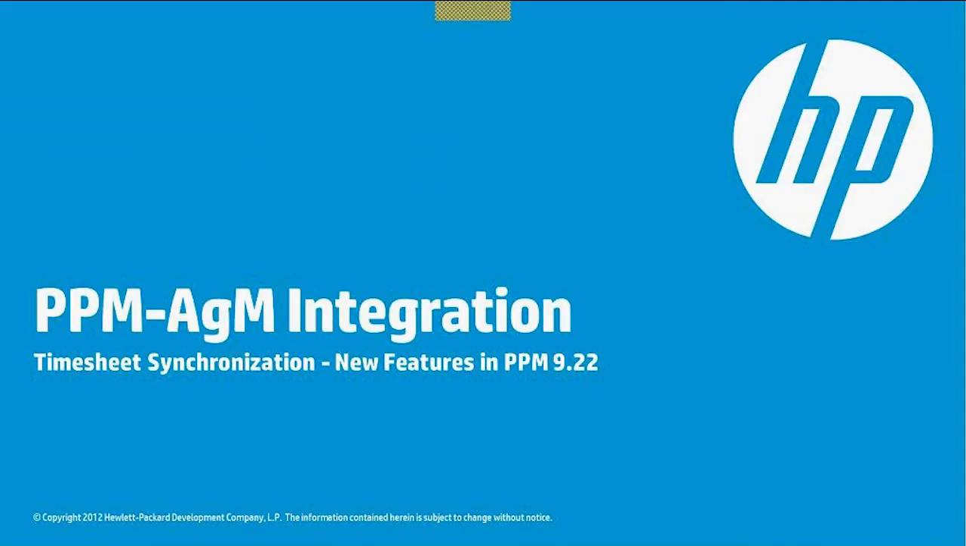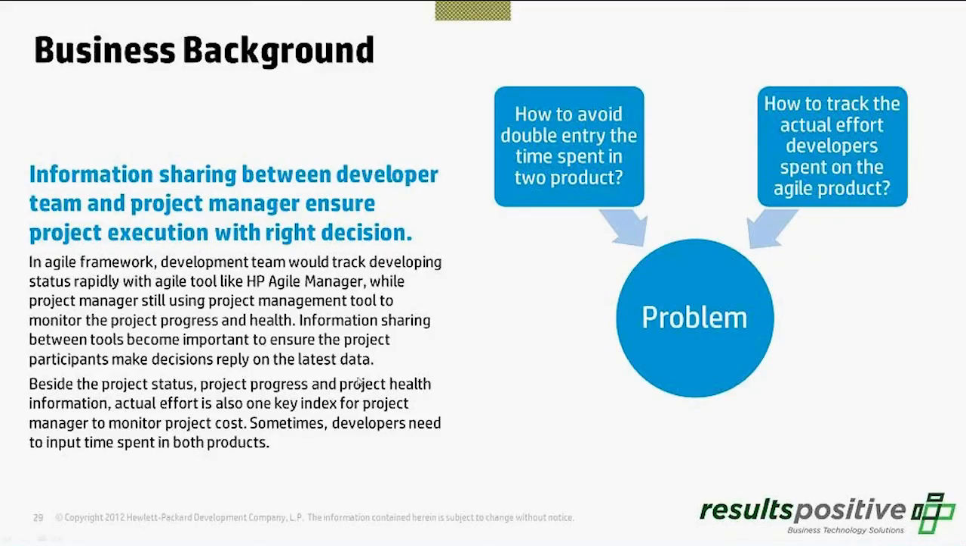The Agile Manager integration, the timesheet synchronization, is a new feature in 9.2, and this is really where, if you are leveraging Agile Manager and your developers are capturing the time spent on user stories that they're developing within Agile Manager, this gives the ability to avoid that double entry and actually import all of that time into a PPM timesheet.